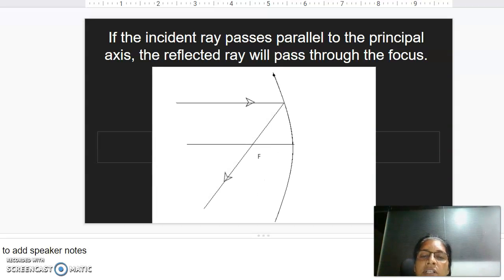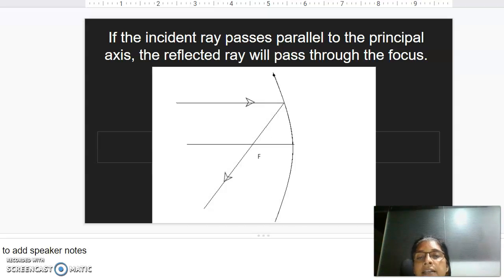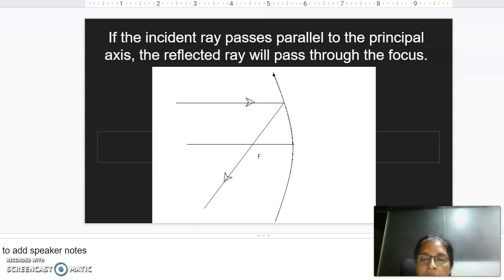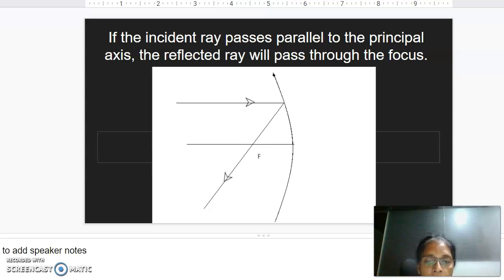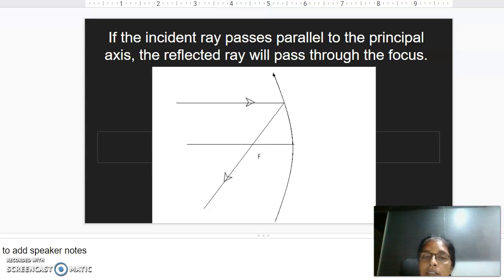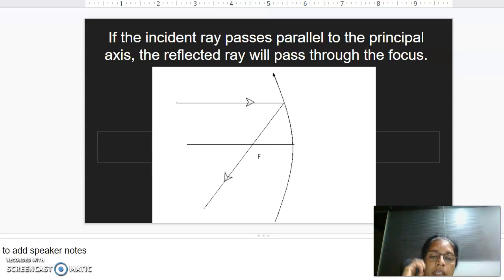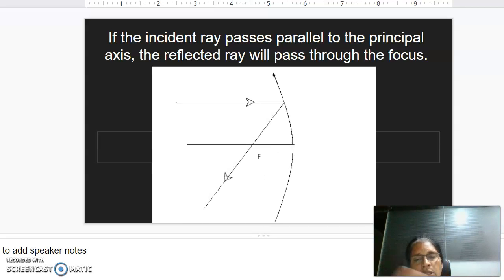Now, this is the first ray that we are going to discuss. If the incident ray passes parallel to the principal axis, we see where the principal axis is, the reflected ray will pass through the focus. Is it clear? So, if the incident ray passes parallel to the principal axis, the reflected ray will pass through the focus. There is no other way that it will go.